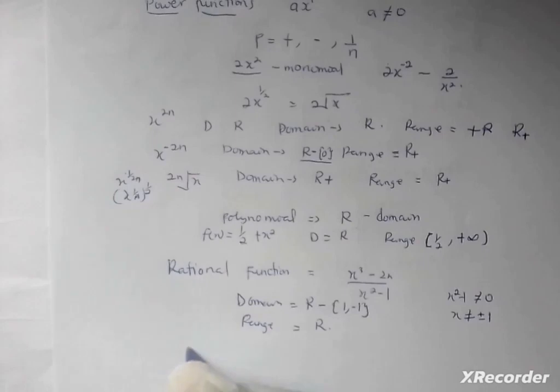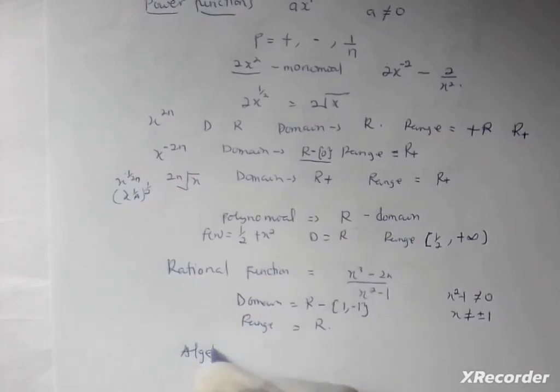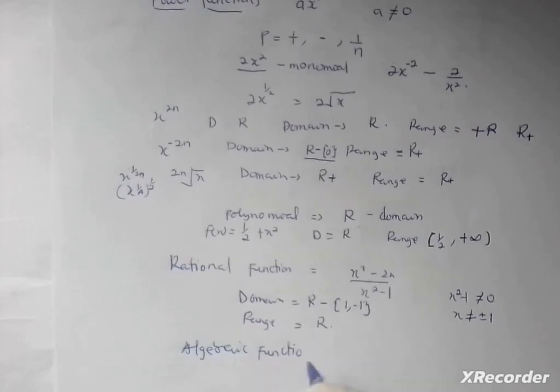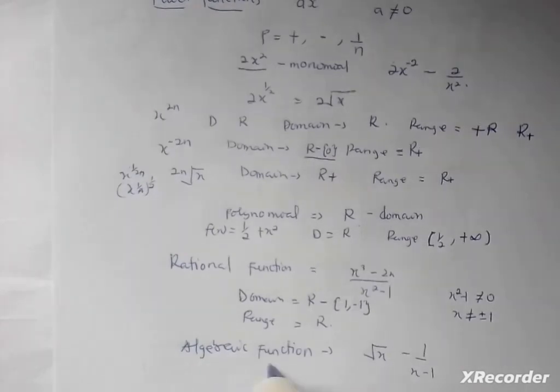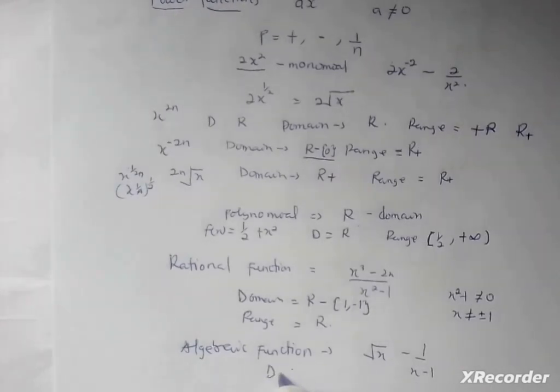So let's see a typical example I have here for my algebraic function. A typical example is the square root of x minus 1 over x minus 1. Yes, this is a power function, and this is a rational function. So when I do this operation, then we call it an algebraic function. So take note of algebraic functions. As usual, we consider the domain, then we consider the range.